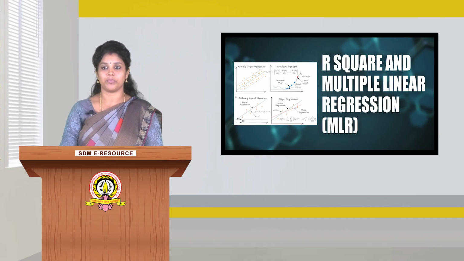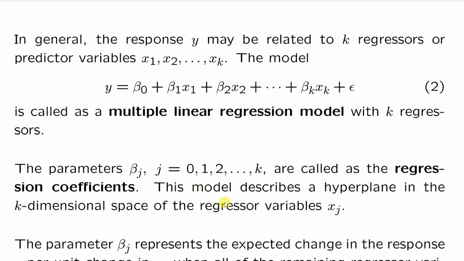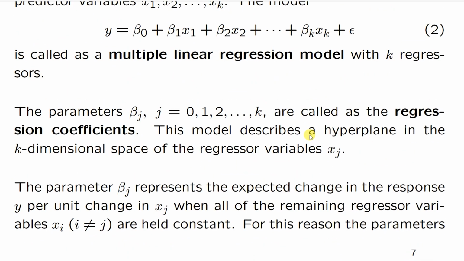In general, we can relate response y to some k number of regressors or predictor variables x1, x2, and so on up to xk. So thereby defining the multiple linear regression model with k regressors as y is equal to beta naught plus beta 1 x1 plus beta 2 x2 plus so on up to plus beta k xk plus epsilon. So here the parameters beta j, where j takes the value from 0, 1 to k, are called the regression coefficients, and this model describes a hyperplane in the k dimensional space of the regressor variables xj.